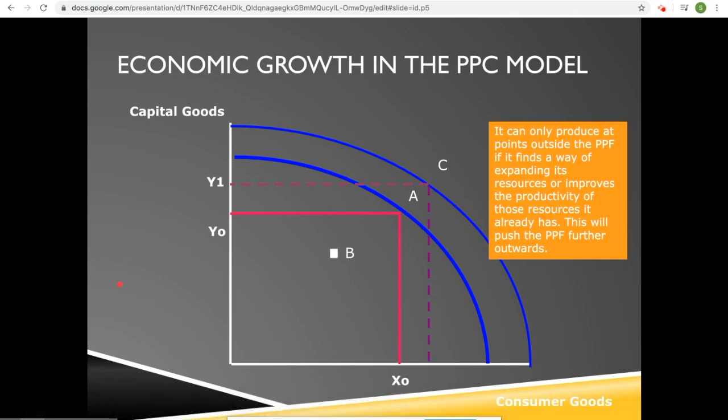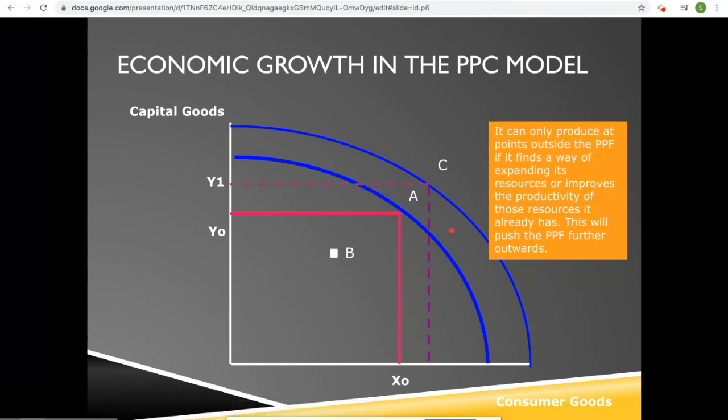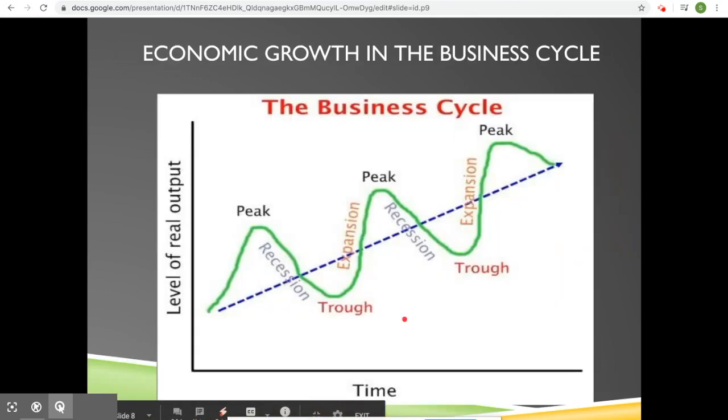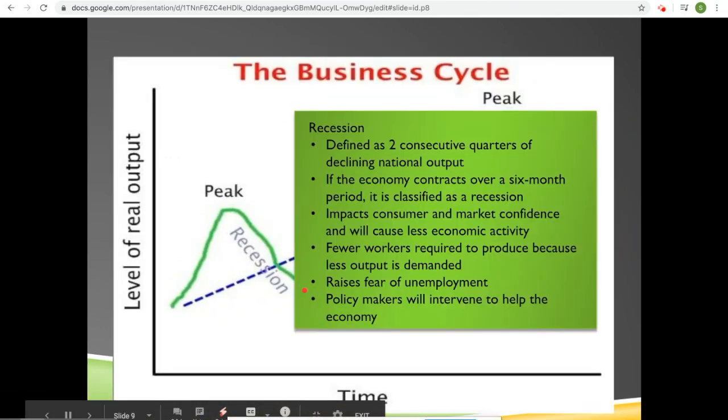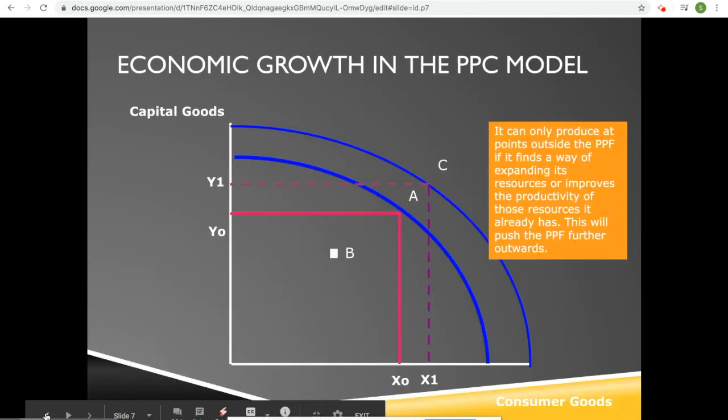Okay, so now the economy is producing X1. Sorry, I just wanted to go back. Okay, I just went back to this slide.